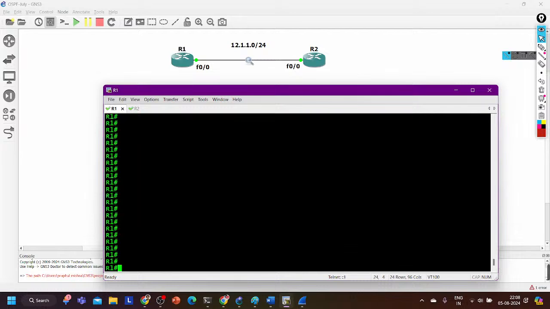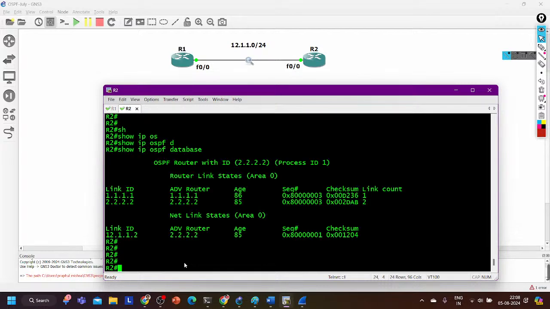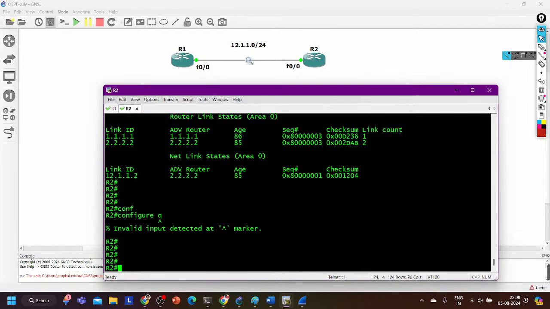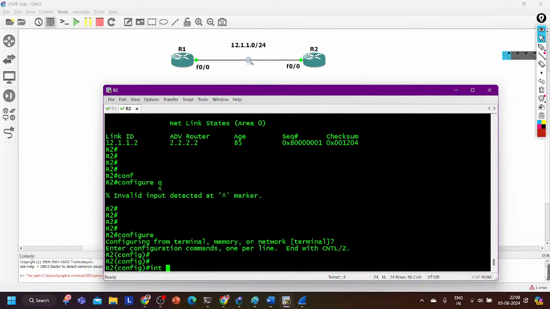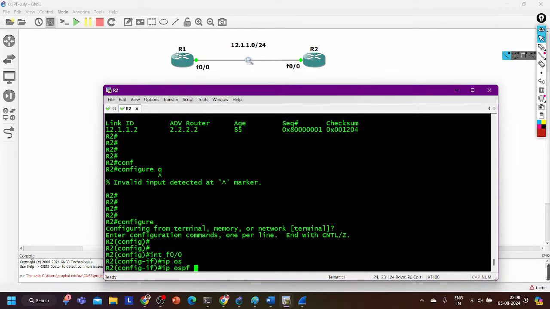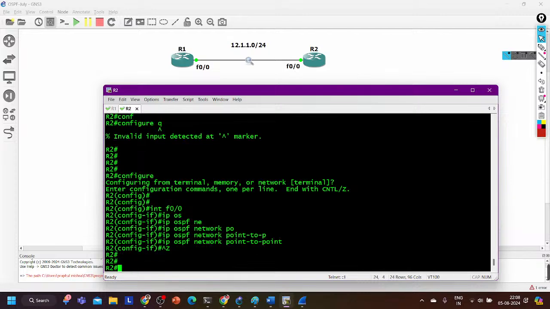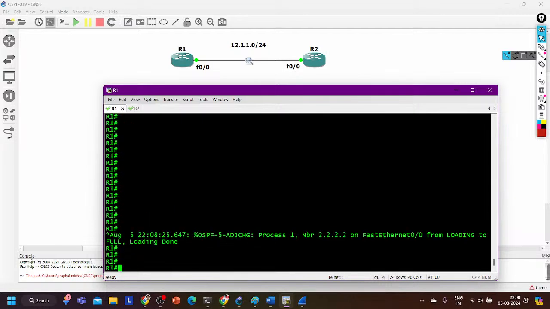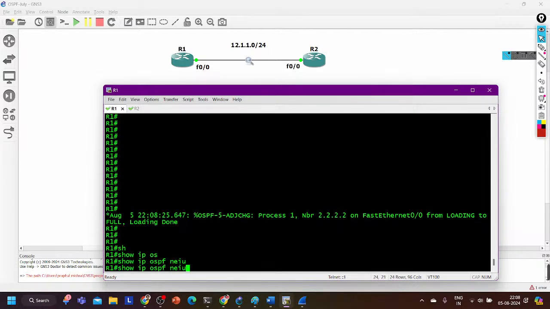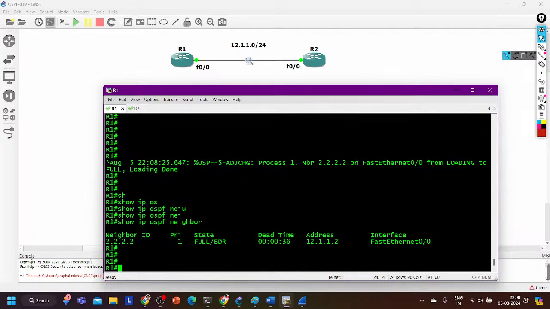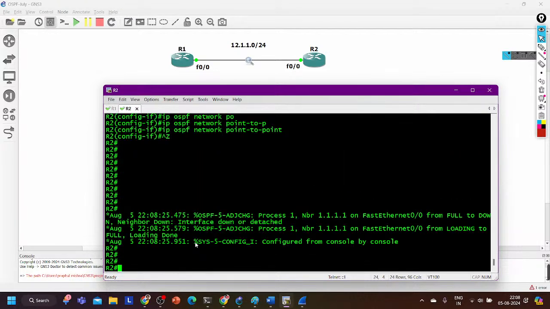Another parameter of the hello message is network type. What will happen if I change the network type on router number 2? Interface F0/0, say IP OSPF network. Here I am going to set point to point. So show IP OSPF neighbor. Neighborship is here, right?